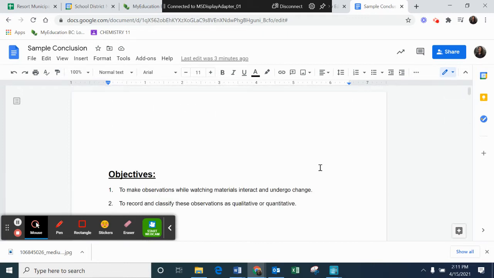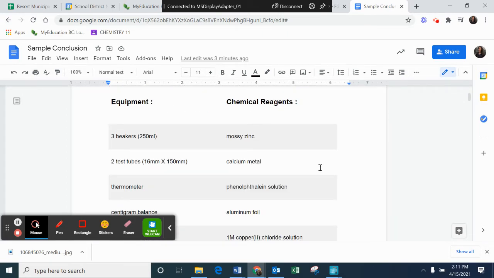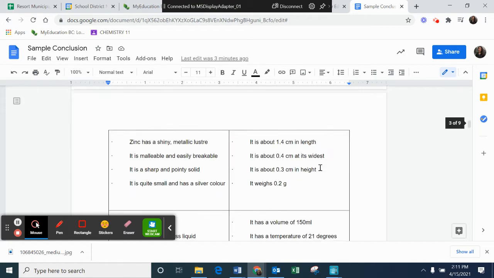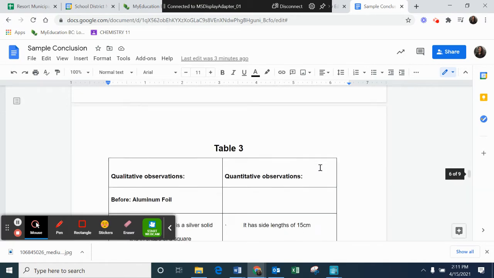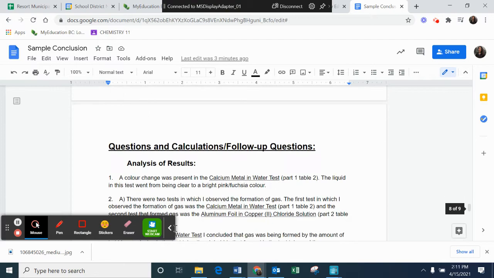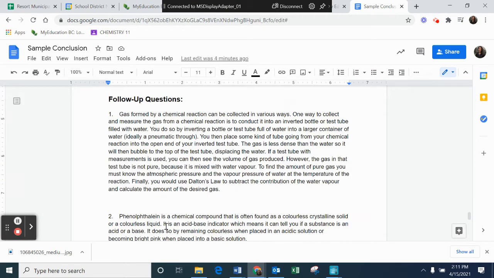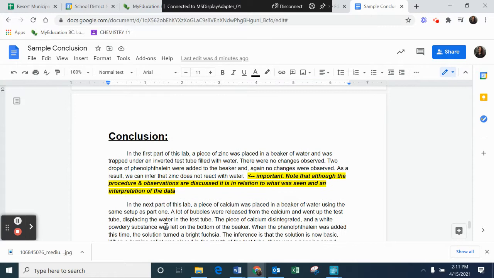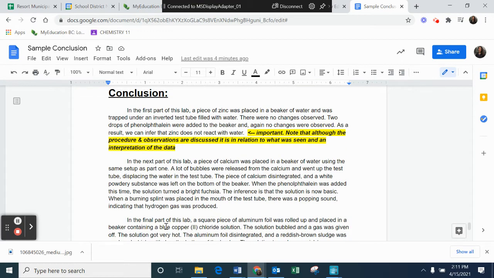Lab report that was done by a student. So you do have to go kind of through the whole thing. I mean, you don't have to read through the whole thing, but you have to just scroll through it to get to the conclusion. And then right at the bottom, here we go, is a sample conclusion. So this is a really well done conclusion.